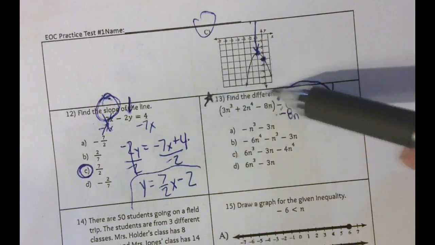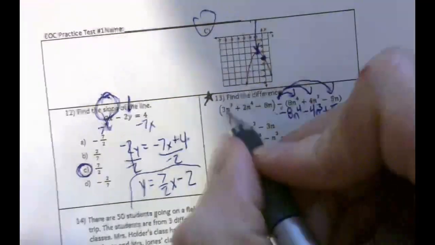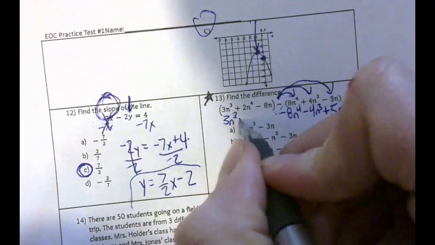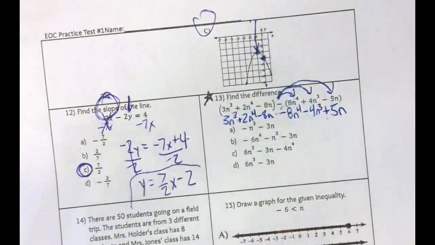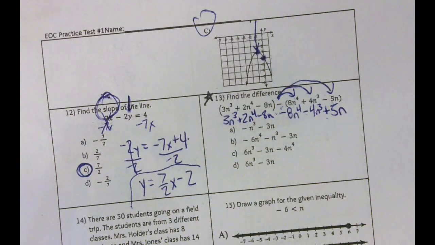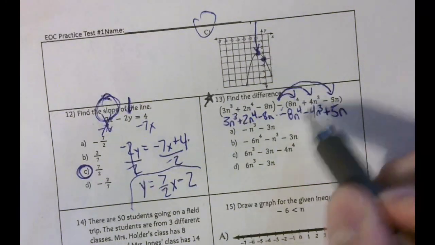And then the first part, you just leave it alone. So I'm going to bring that down. 3n to the third plus 2n to the fourth minus 8n. Now you're just combining like terms. You're just finding the things that are the same. So generally we want to start with the biggest exponent first.